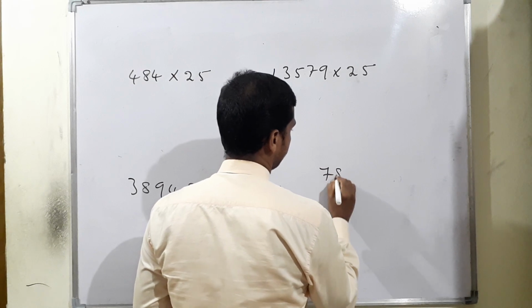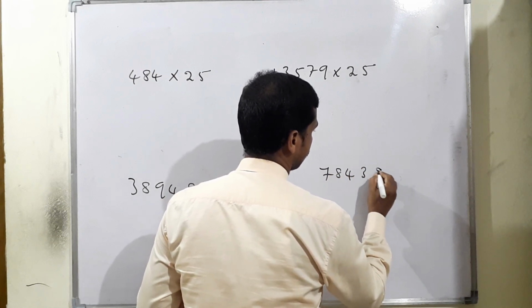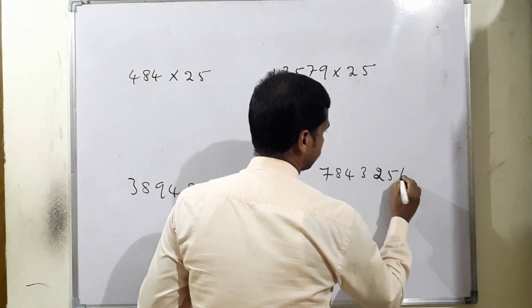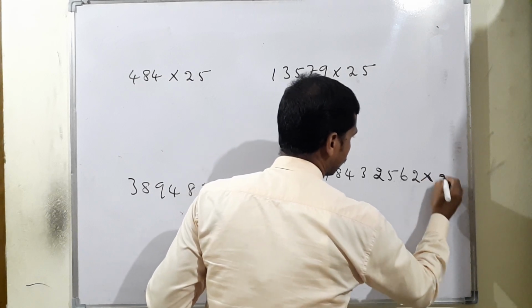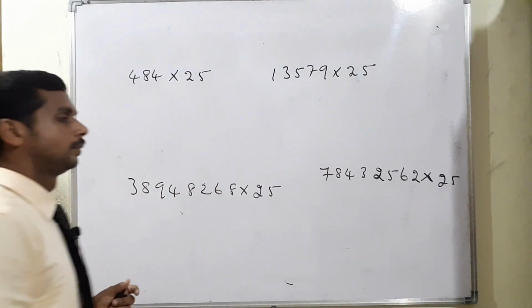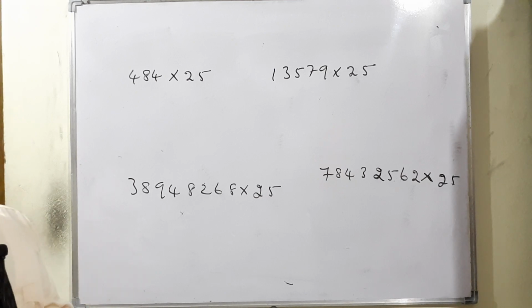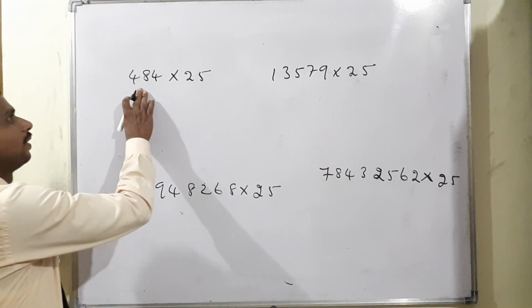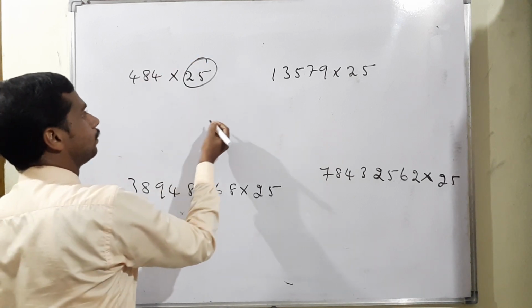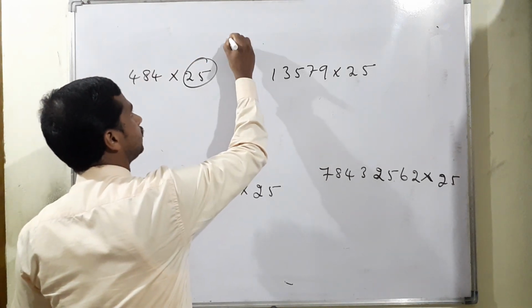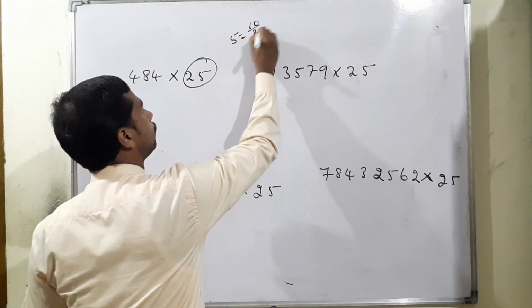And 78432562 into 25. Okay, and we do it within seconds only, not in minutes, whether 40 to 50 seconds or 10 to 30 seconds, like that. This is very easy, because 25 means what is the meaning? Already we know the meaning of into 5, we can divide by 10 by 2.